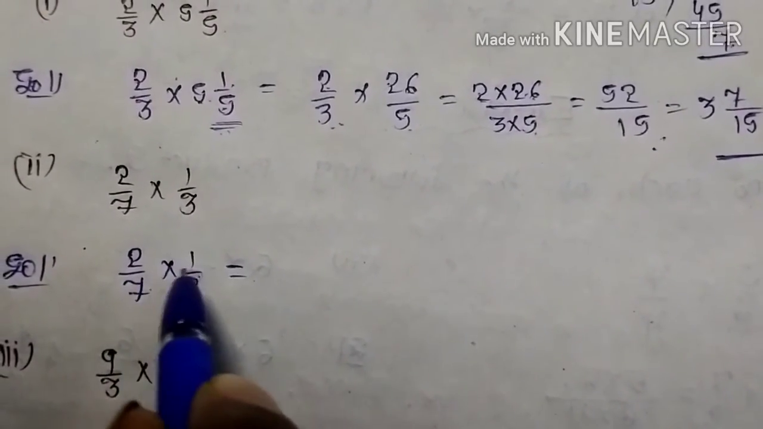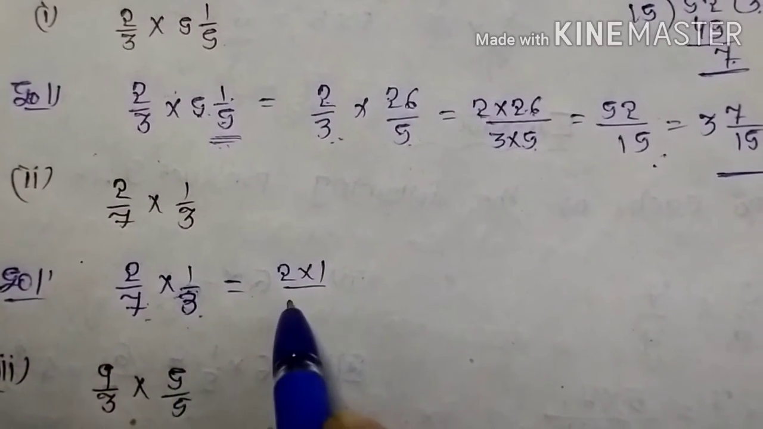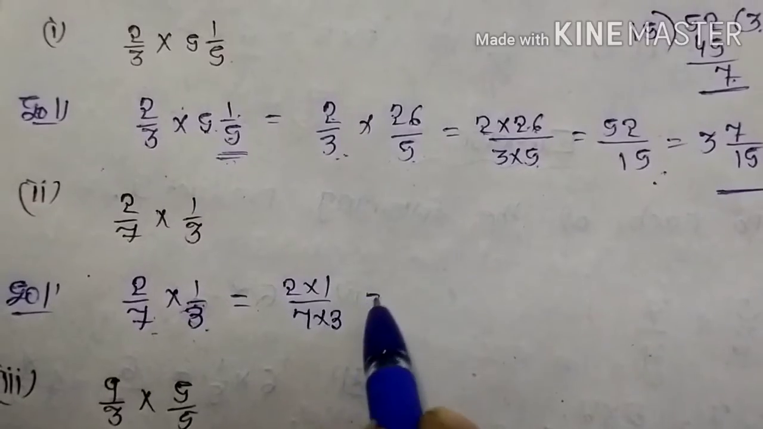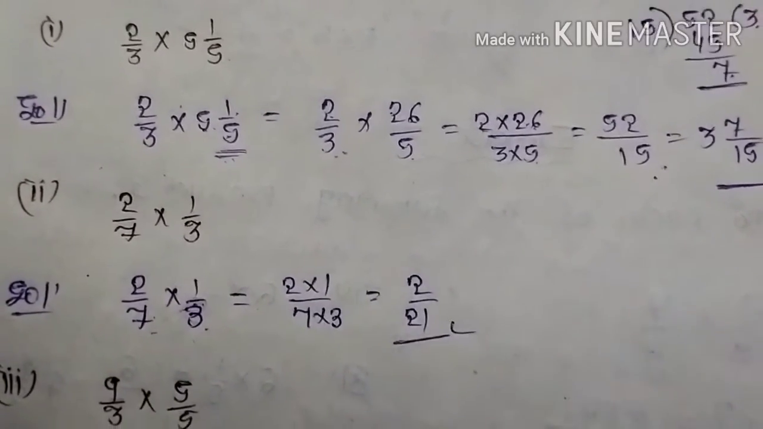Next, one more question. You can see here 2 by 7 into 1 by 3. That means you multiply numerator with numerator, 2 into 1, and denominator with denominator, 7 into 3. 2 1s are 2, 7 3s are 21. This is the simplified form.